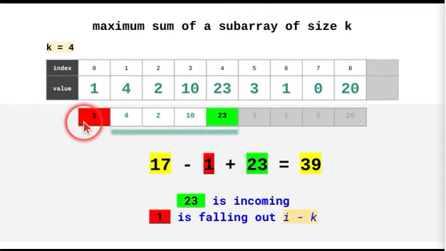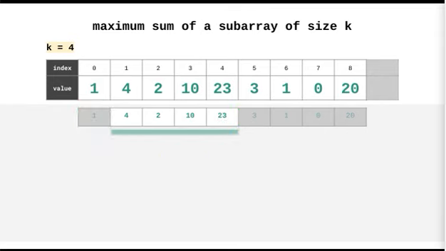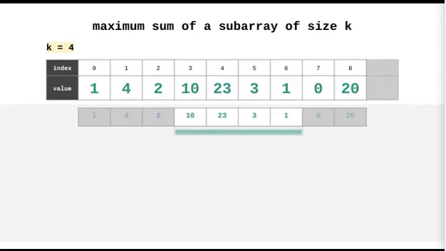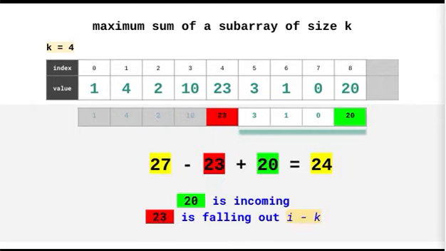So the number that falls out of range is i minus k, because right now i is 4. 4 minus k, which is 4, is 0. 0 is out of range, so we drop the 1 and we add the 23. And we continue the process. In our next subarray, i is 5, k is 4, so 5 minus 4 is 1. 1 is out of range, so we drop the 4 and we add the 3. And we continue until we've reached the end of the array.